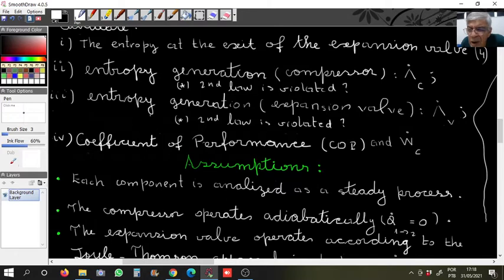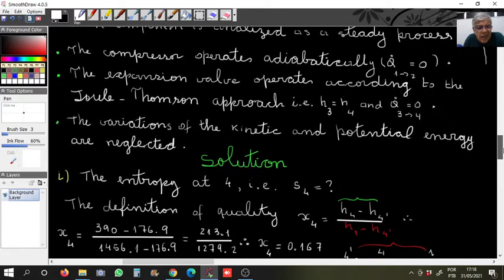in this case, I'm calculating the entropy generation, using obviously the second law of thermodynamics. Now, here.